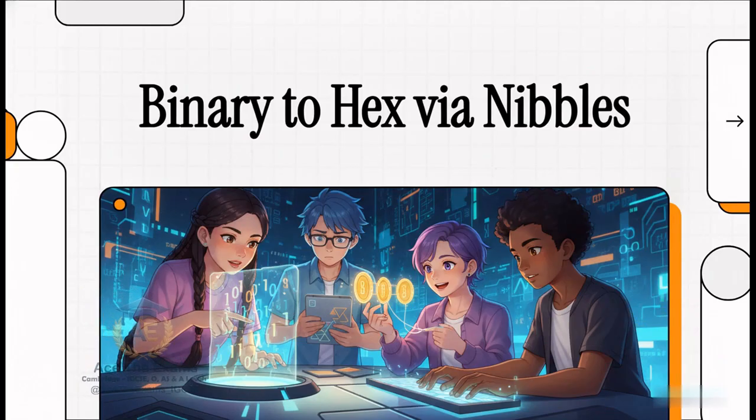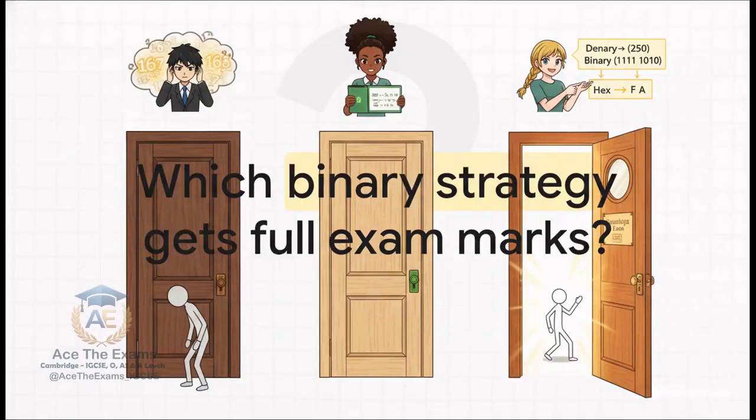Well, it's because getting the right answer isn't always enough to satisfy the mark scheme. In this explainer, we're going to fix that exact problem, and we'll do it by mastering binary to hexadecimal conversion using nibbles. Think of it like a scenario with 3 doors, representing 3 students who just attempted this exact conversion.